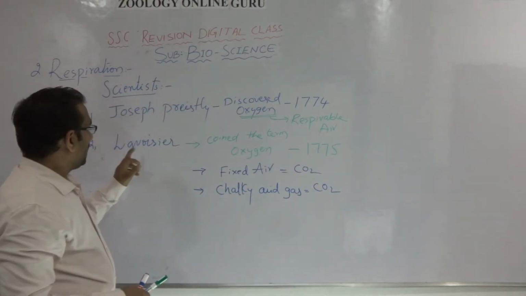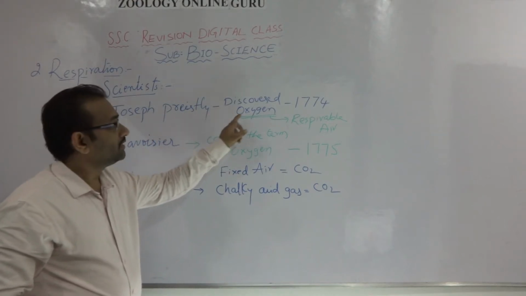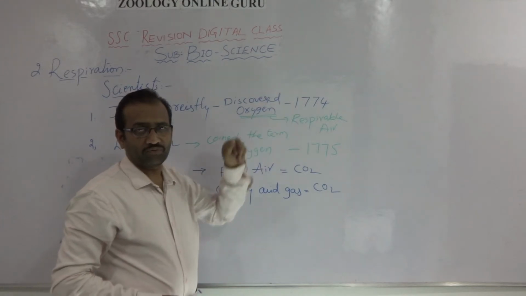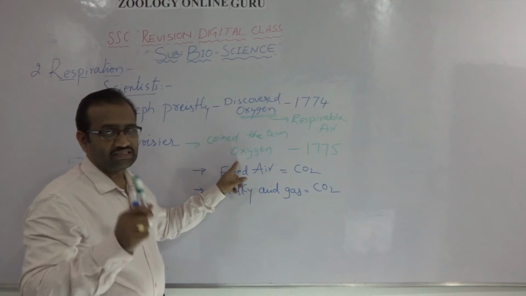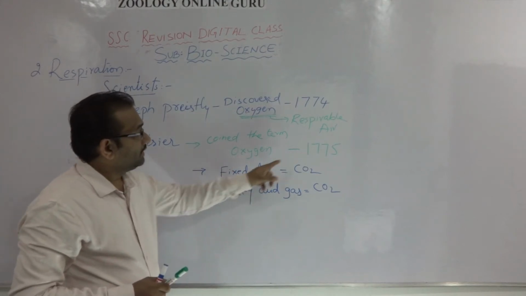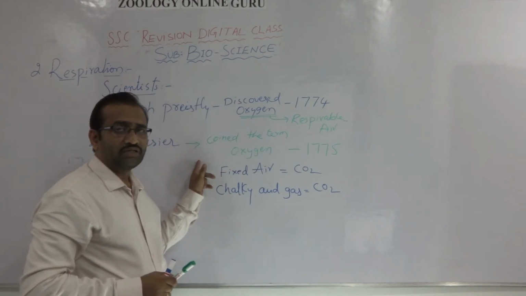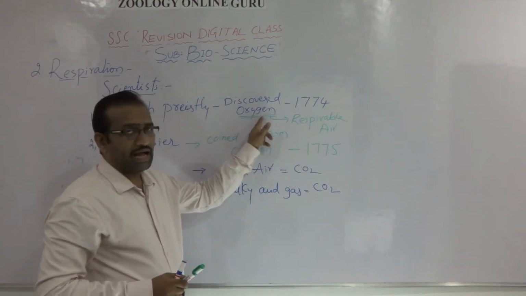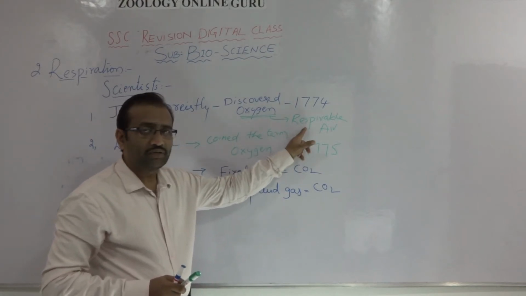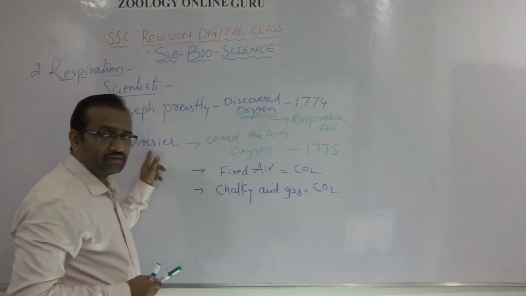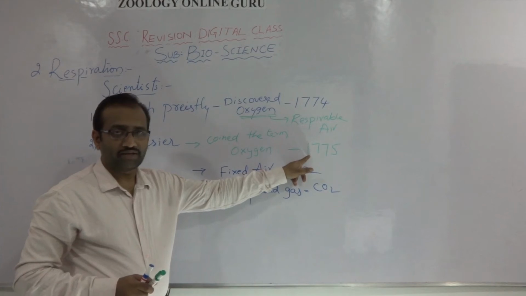Joseph Priestley and Lavoisier. Joseph Priestley discovered oxygen in the year 1774. Lavoisier coined the term oxygen in 1775. Prior to Lavoisier, Priestley called oxygen respirable air. For that respirable air, Lavoisier coined the term oxygen in the year 1775.